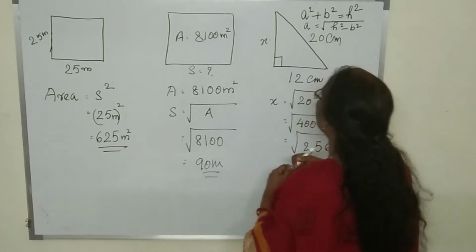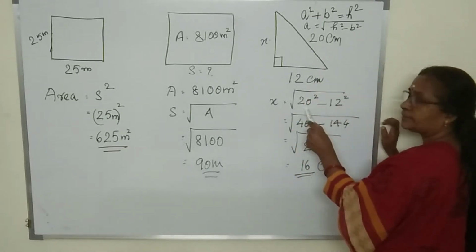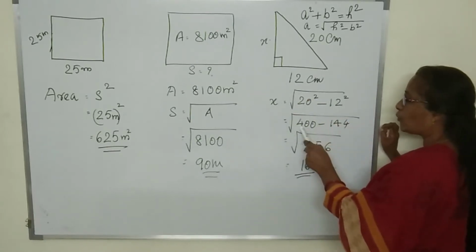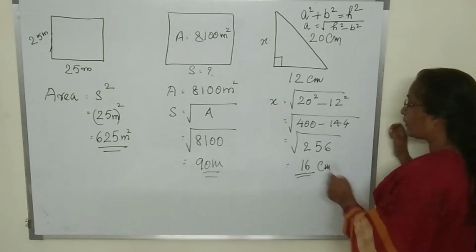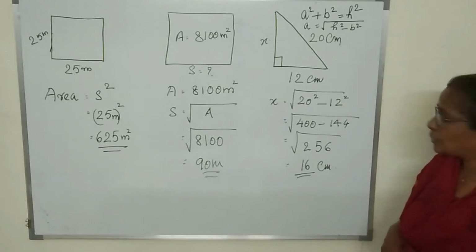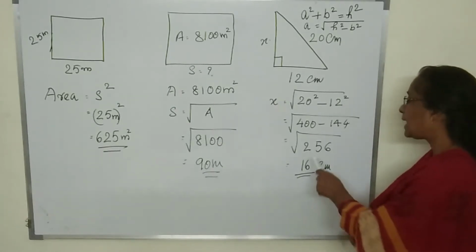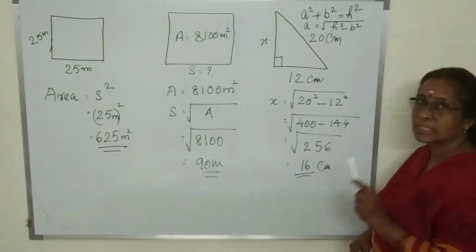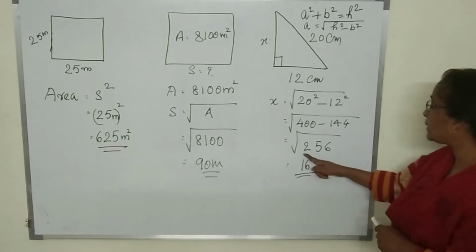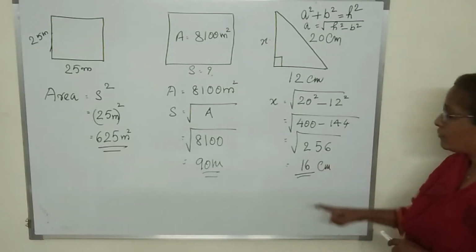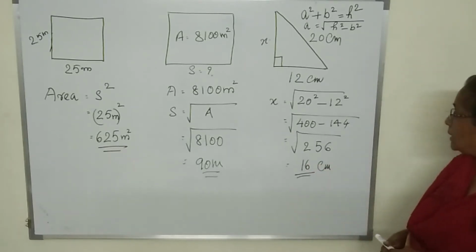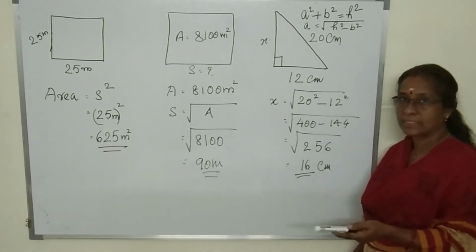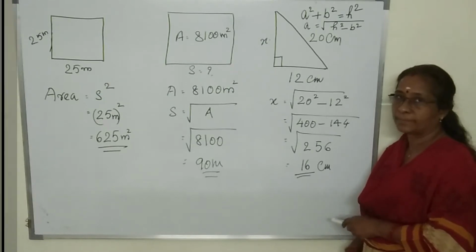So what is h square here? 20 square minus, what is b square? 12 square. So that is 400 minus 144, which is equal to 256. And then to find x, the length of the altitude, you have to find the square root of 256, which is equal to 16 centimeter. So this is an application of square and square root as well as Pythagoras theorem.